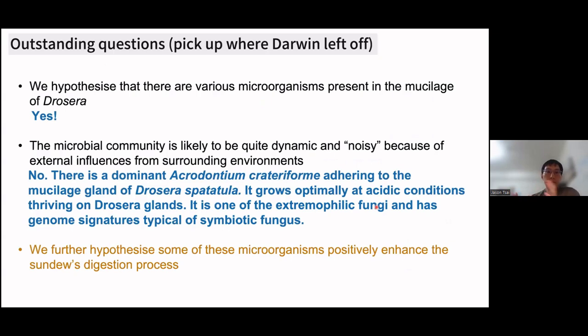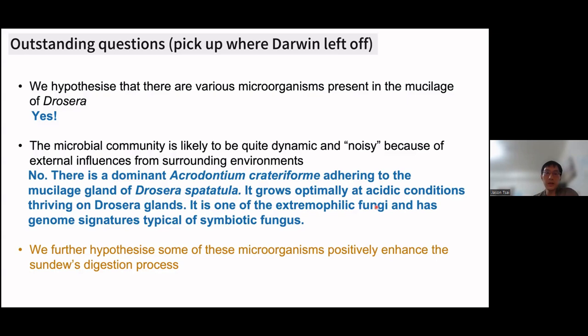So, to recap our findings and original hypothesis, we looked at the microorganisms. But in contrast to our original predictions, there's actually a dominant fungus, Aquadontium quaterniforme, adhering to the mucilage glands of Drosera. It grows optimally in acidic conditions, thriving on Drosera glands. It is one of the extremophilic fungi and has genomic signatures typical of a symbiotic fungus.